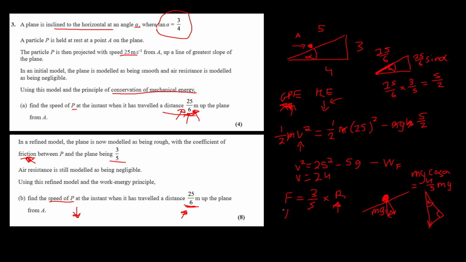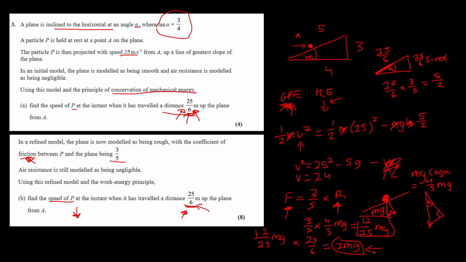So to find out our frictional force, we do 3/5 times 4/5 mg, and that gives us 12/25 mg. But that's just the frictional force. So to calculate the work done, we multiply our frictional force by our distance. So we do 12/25 mg multiplied by 25/6, and that gives us 2 mg.